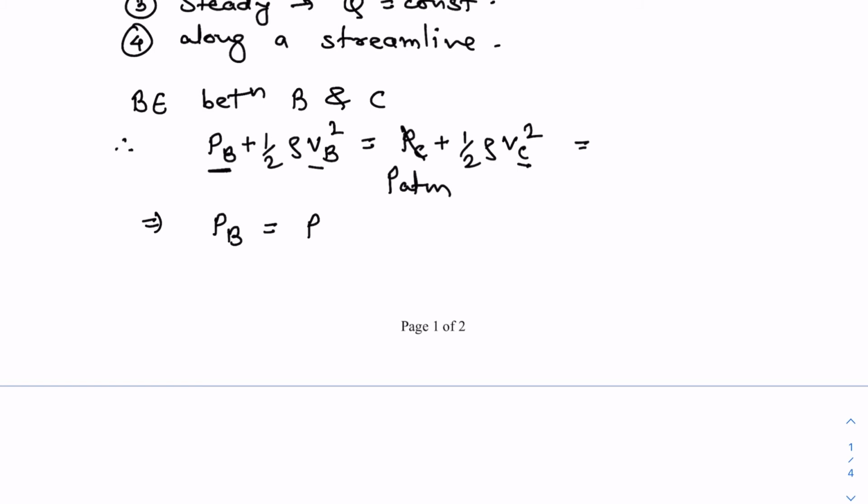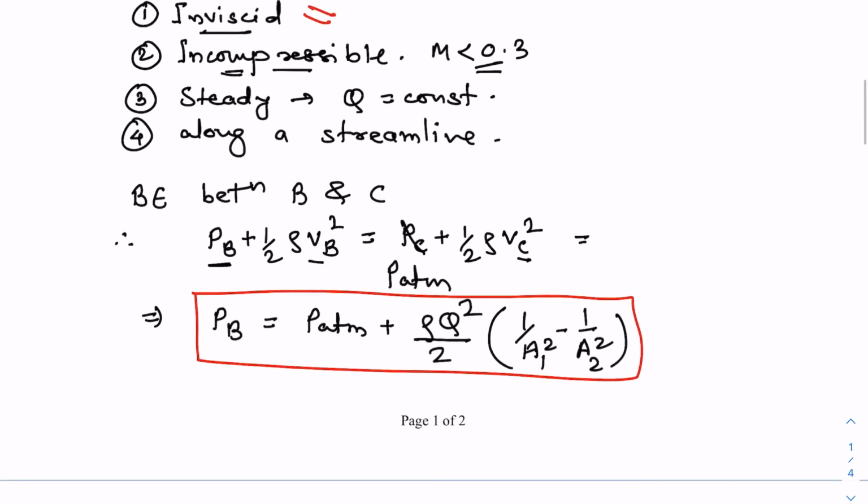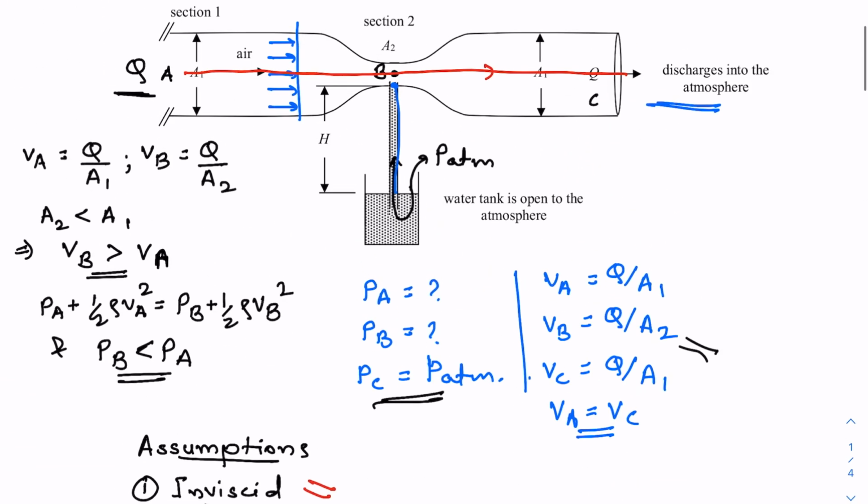It comes out to be P atmosphere plus rho Q square divided by 2, 1 by A1 square minus 1 by A2 square. So this is the pressure at B. And as I mentioned, if pressure at B is smaller than P atmosphere, then the water will climb up.